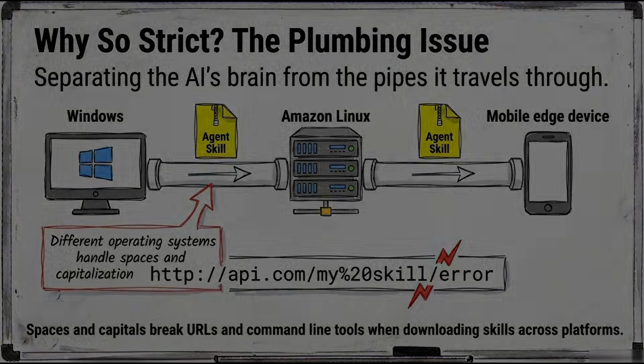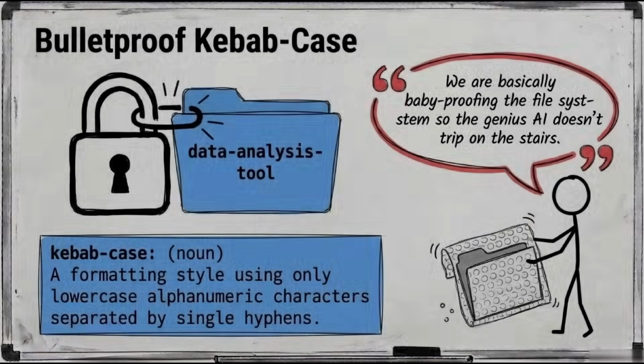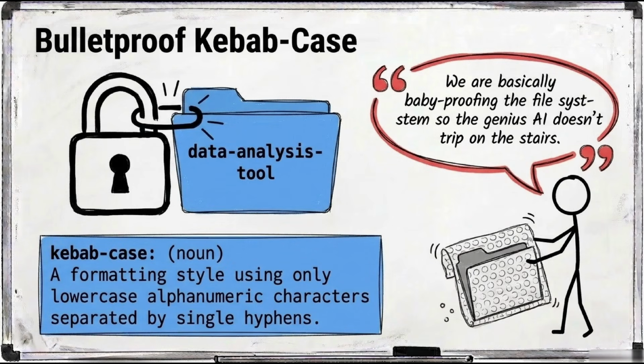Oh, wow. I didn't realize that. Yeah, so by forcing everyone to use lowercase alphanumeric characters and single hyphens, which is a format known as kebab case, by the way, the specification ensures the file paths remain completely bulletproof and predictable, no matter what machine is opening the cabinet. Okay, that makes complete sense. We are basically baby-proofing the file system so the genius AI doesn't trip on the stairs. That's a perfect way to put it.